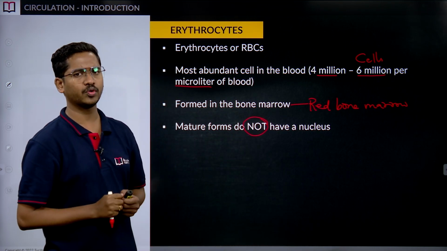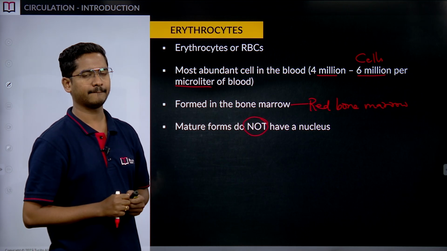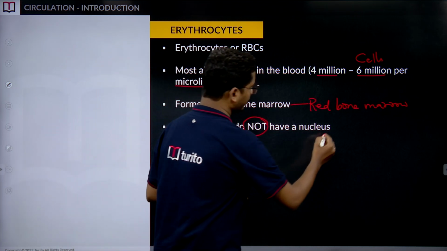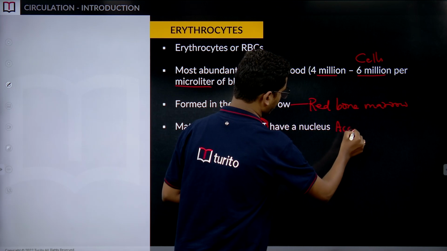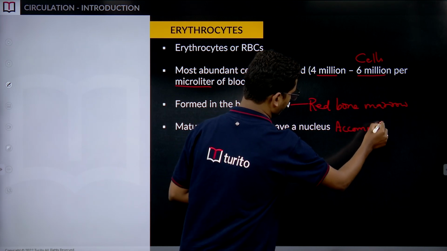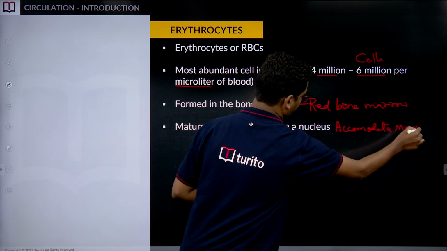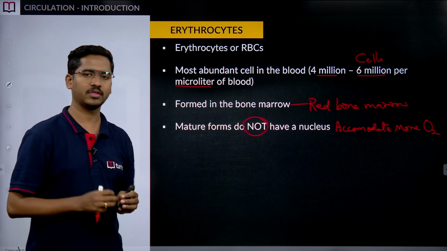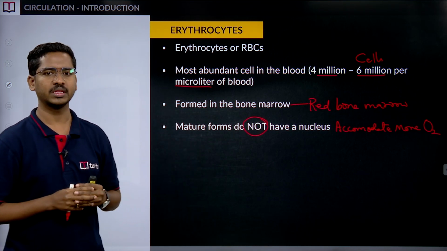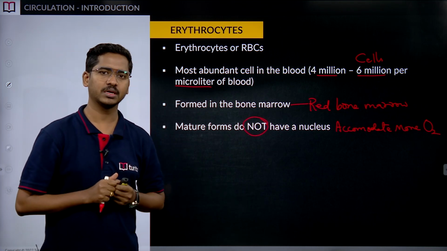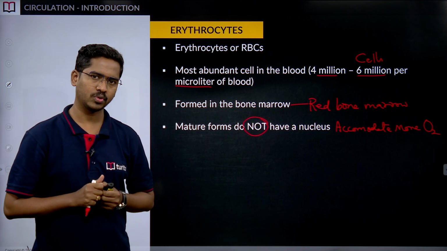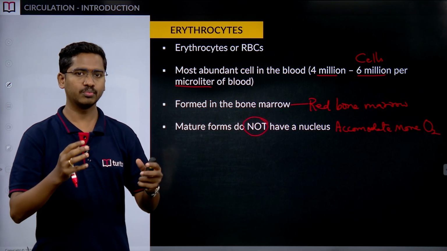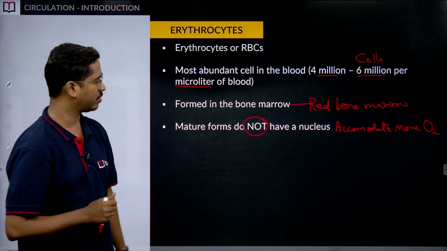Why do you think they do not have a nucleus? Okay, because they do not have a nucleus, in order to accommodate more oxygen. Because these matured RBCs do not have a nucleus, they will have a specific pigment, that is hemoglobin. Hemoglobin should be more in amount in that cell, so that it can hold more oxygen for transportation. That is the reason why they do not have a nucleus.